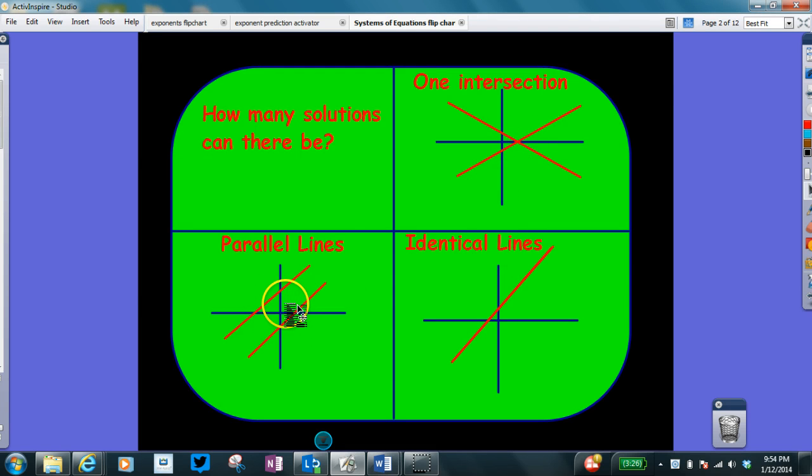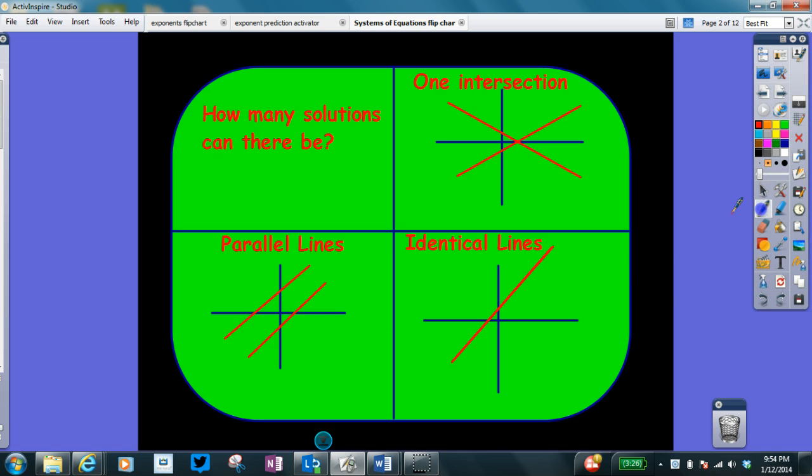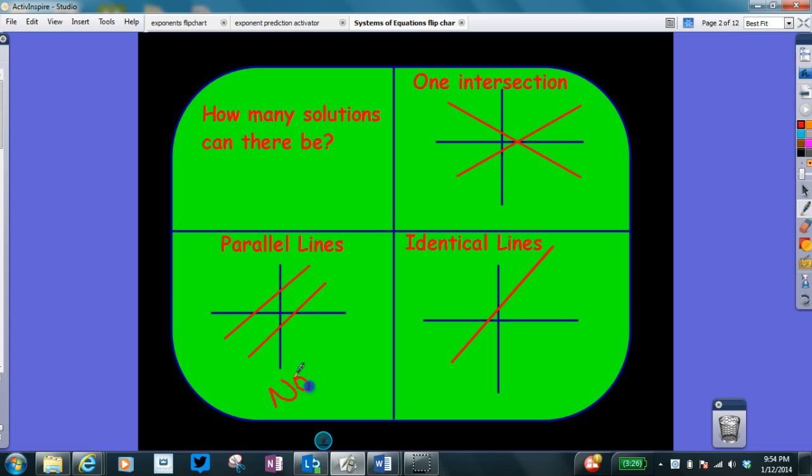Here, when you have parallel lines, when you actually graph both of your equations, there's going to be absolutely no solution. That's the thing to remember, there's no solution.